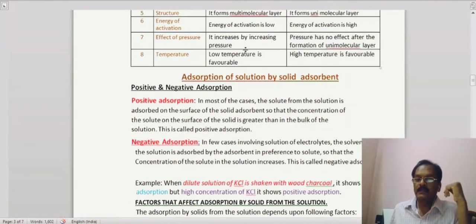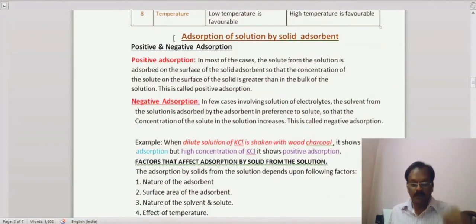Now let us move on to the next concept. That is, we have different types of adsorption: adsorption of a solution by a solid adsorbent, and adsorption of gases by a solid. These are the different types of adsorption. Among those, we shall concentrate on adsorption from a solution by a solid adsorbent. That means we prepare a solution, and into the solution you add the adsorbent. Either a solute molecule or a solvent molecule can adsorb on the surface of the adsorbent.